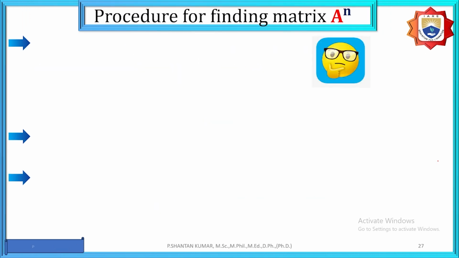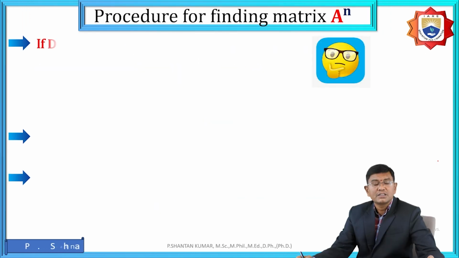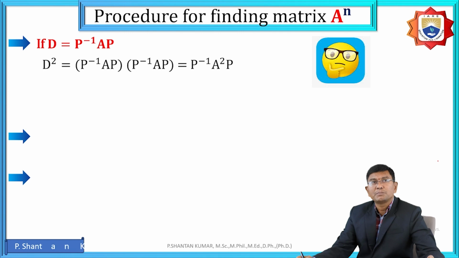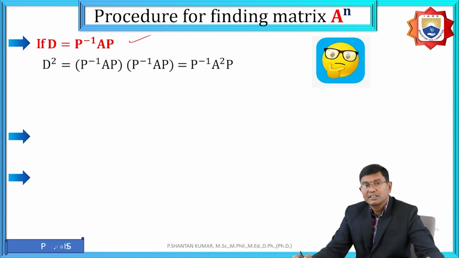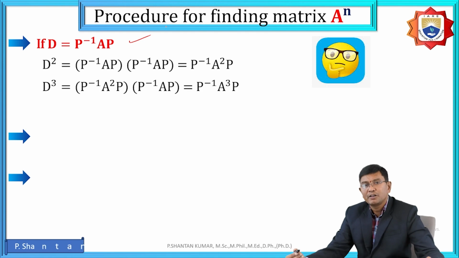This is the procedure to find out, and it is also very important for finding the diagonalization of the matrix power. We know that D is equal to P inverse A P. For example, D square is P inverse A square P, and D cube is P inverse A cube P.